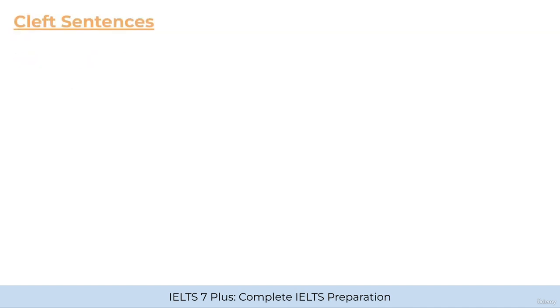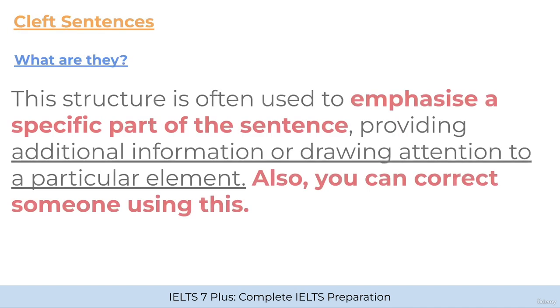Okay, well, that's all a bit vague still. So let's have a bit more of a deep dive. This structure is used to emphasize a specific part of the sentence. So you want to be drawing additional information or drawing attention to a particular element. As a side note, you can also correct someone using this. And we'll see that in our examples through this lesson.